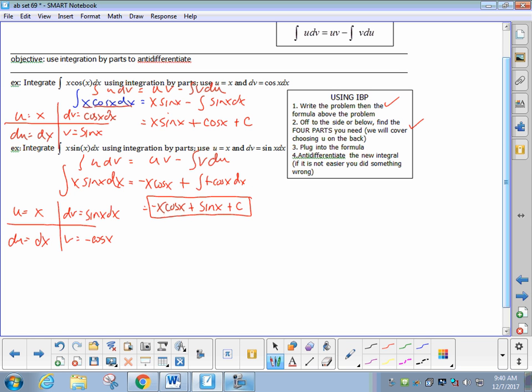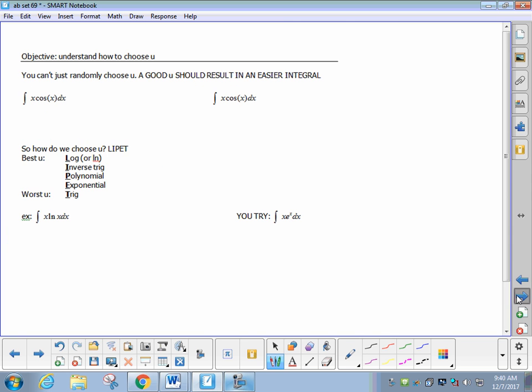Good? Good. Okay. Now, the hardest part of this is not the execution of the plan when you know u and dv. The hardest part is figuring out what to make u. That is the place that leads to the most mistakes. So let me get across the big idea. If your choice leads to a worse problem, you chose badly.